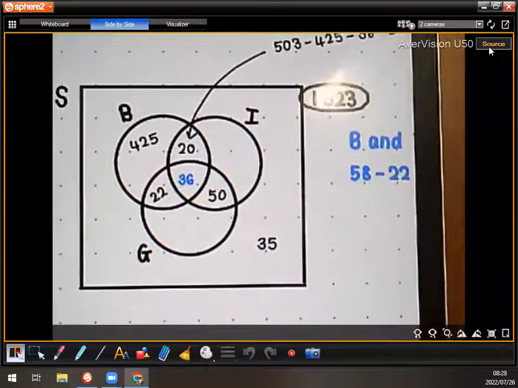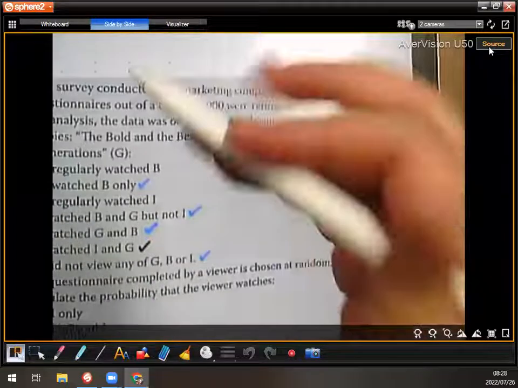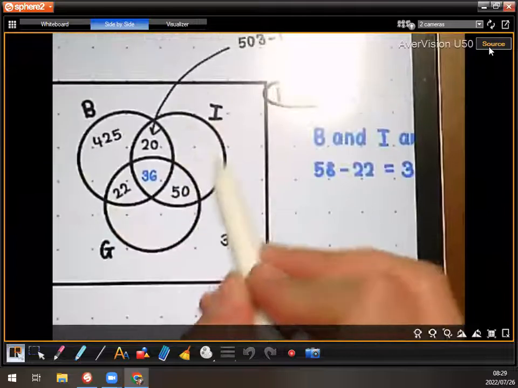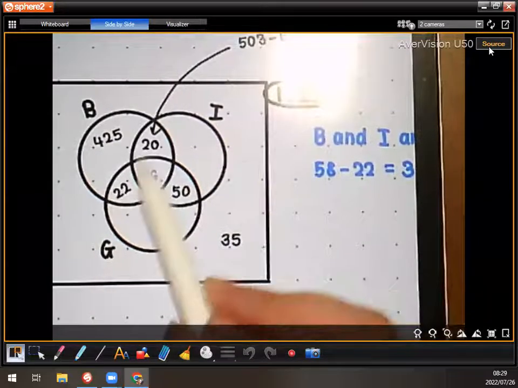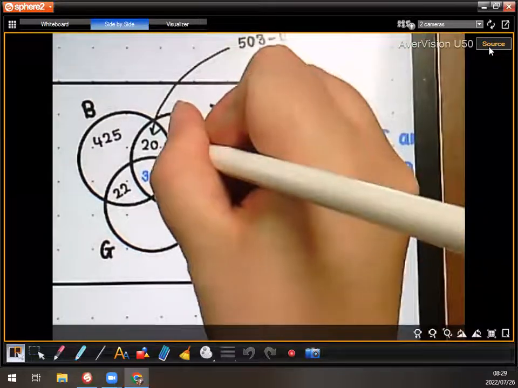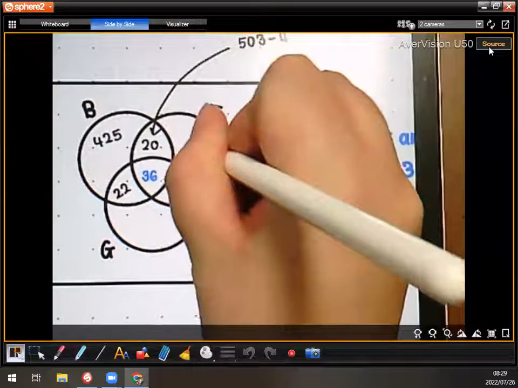Okay, next up, let's see. Did they tell us how many people watched I in total? Just take this off. 670. So now I can use that 670 to calculate this amount. All right, so 670 minus 20 minus 36 minus 50. 564. Thank you.